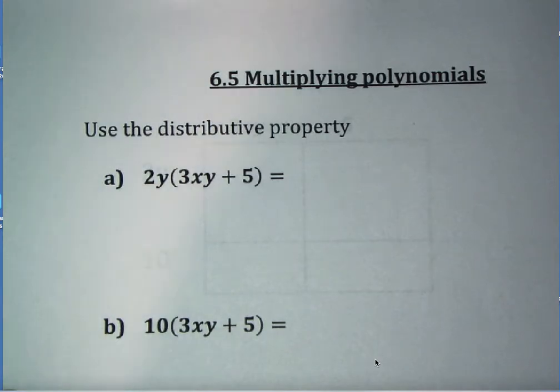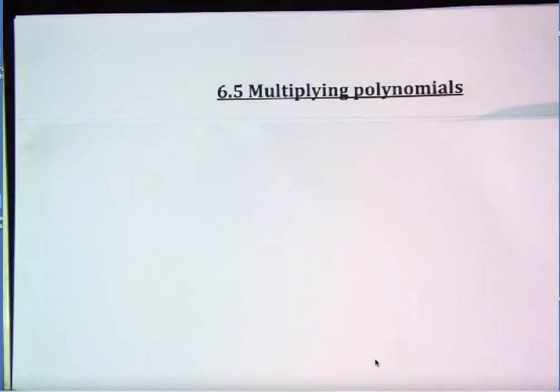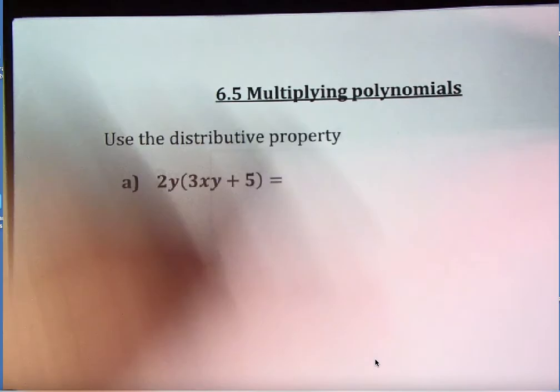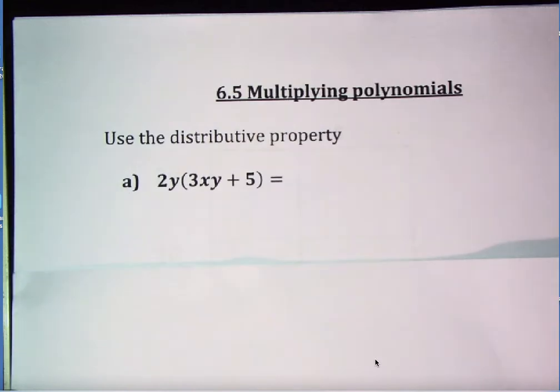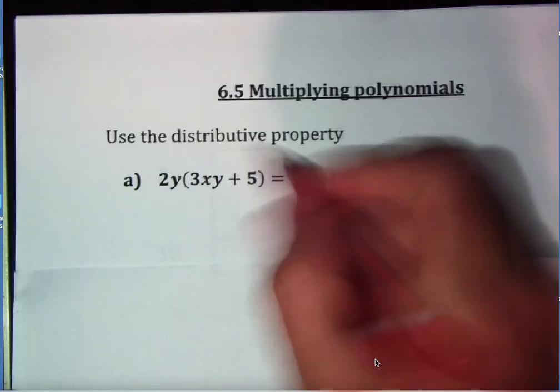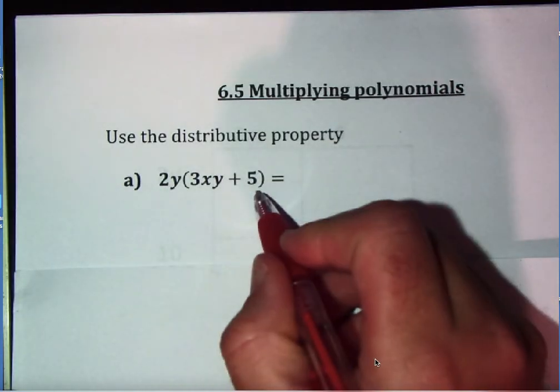All right, so inside your notebook, this is 6.5. We're going to talk a little bit about multiplying polynomials. So, we're using the idea of multiplying polynomials today. We're going to use a distributive property to do that. So write this one down.